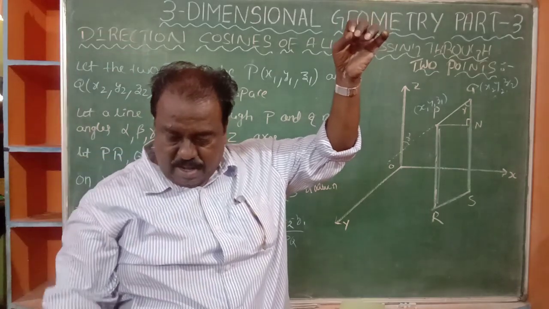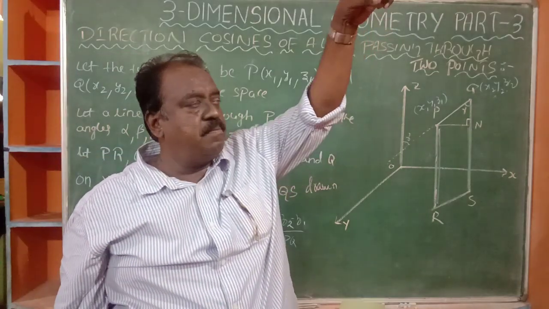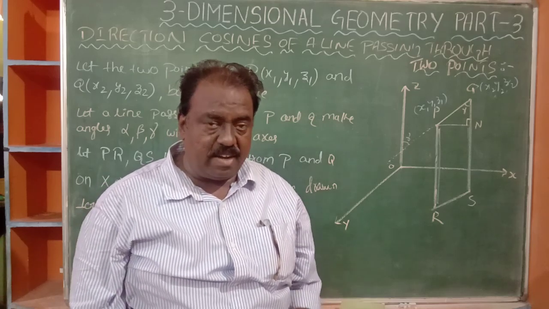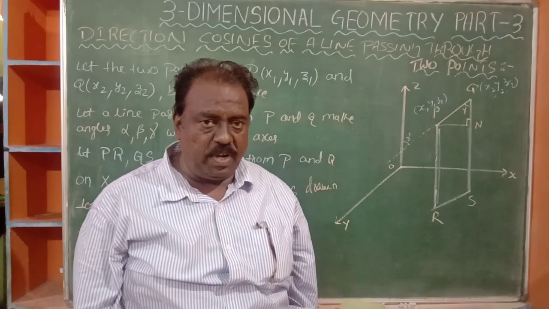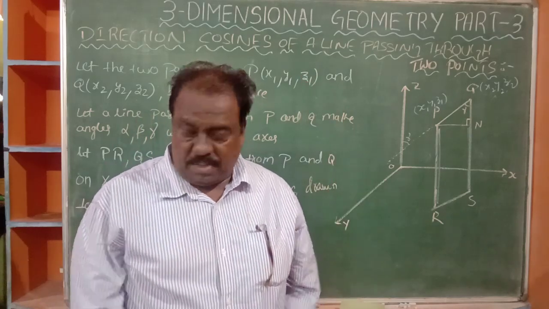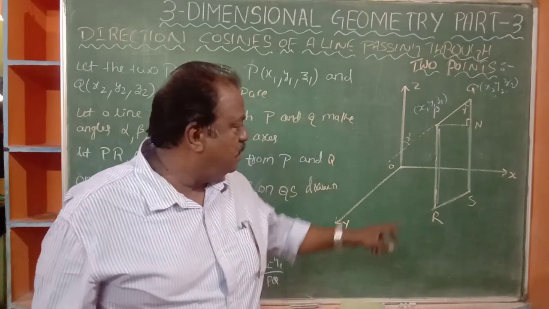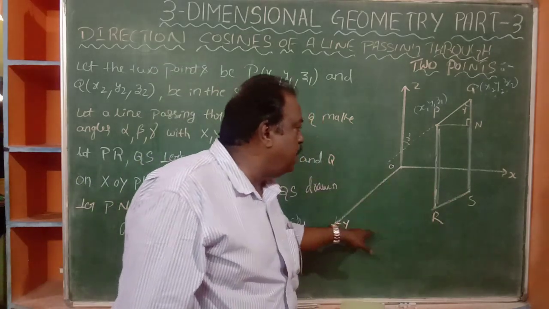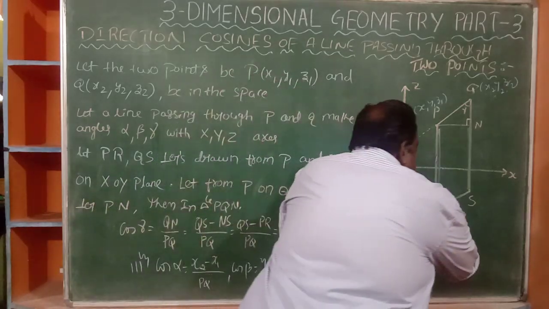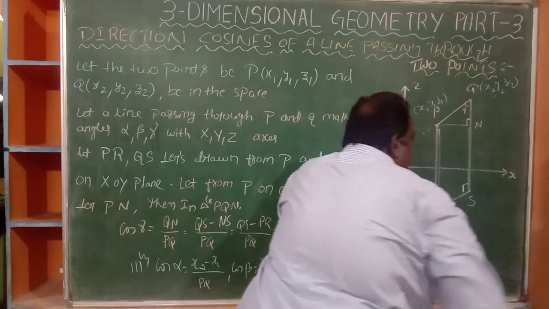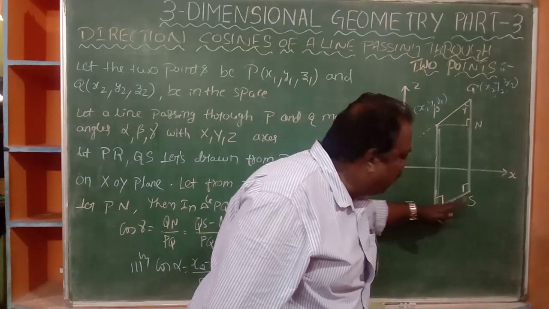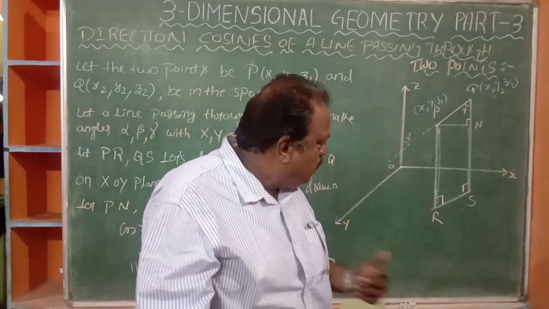From P, if you draw a perpendicular PR, from Q, QS. These R and S, those feet of the perpendiculars drawn from P and Q, where they lie means on the XY plane. Okay now? This is the XY plane. On that, R and S are perpendicular, like this. By seeing in two dimensions, it does not look perpendicular. It is perpendicular, but you imagine it like that.